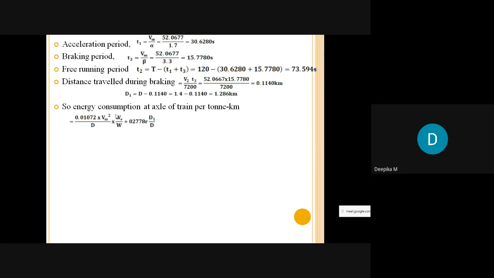So hence we have calculated the Vm by the derivation formula, and we know the ratio We by W. D is given in the problem, and D1 we have calculated in the previous step. So let us substitute the values, which gives 35.5928 watt hour. So this is the energy consumption at the axle of the train per ton kilometer. In this way, we can calculate the energy consumption.